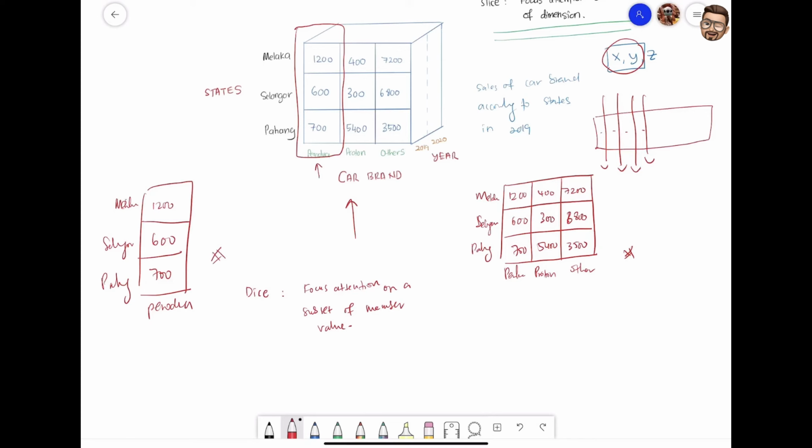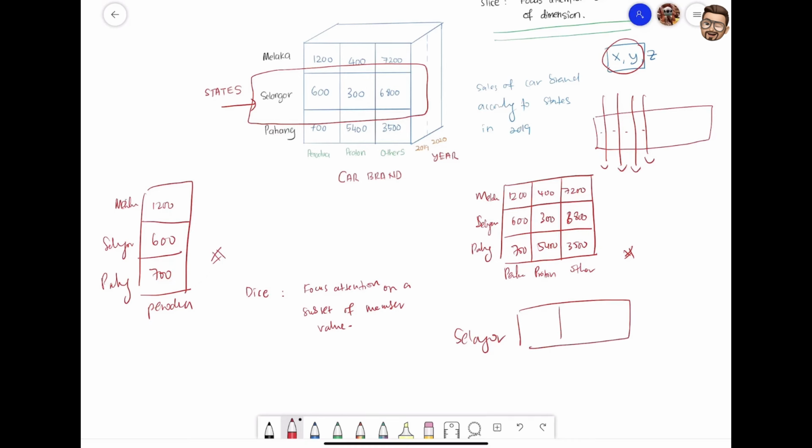So what if I said dice the sales in Selangor? Okay, dice the sales in Selangor. So where is Selangor? Selangor is here. So if you dice Selangor, this is what you will have. Selangor, then what is the data? 600, 300, or 6,800. Label the data Perodua, Proton, and others.